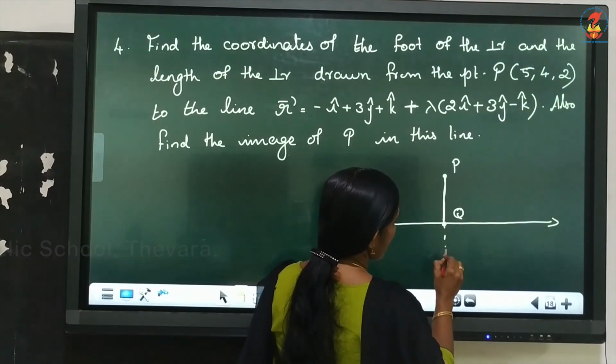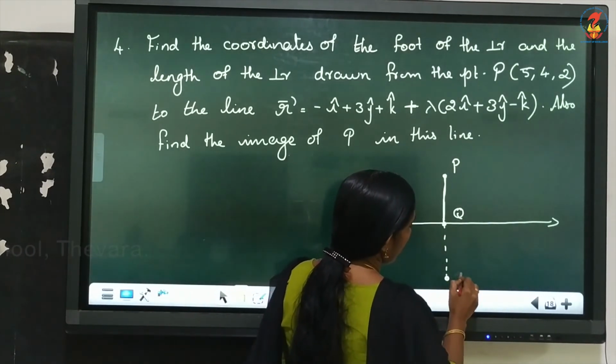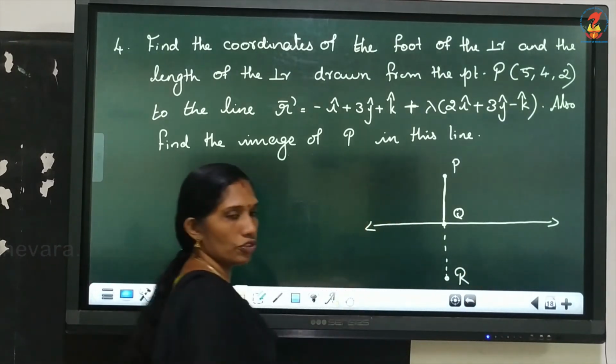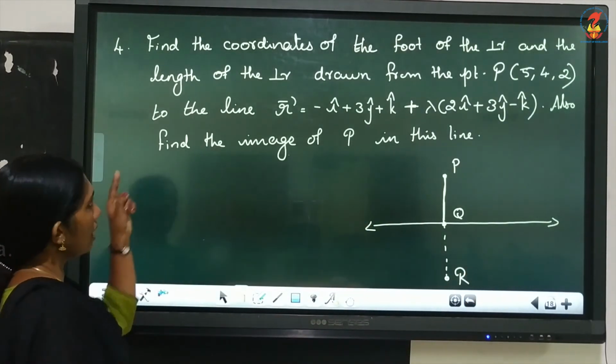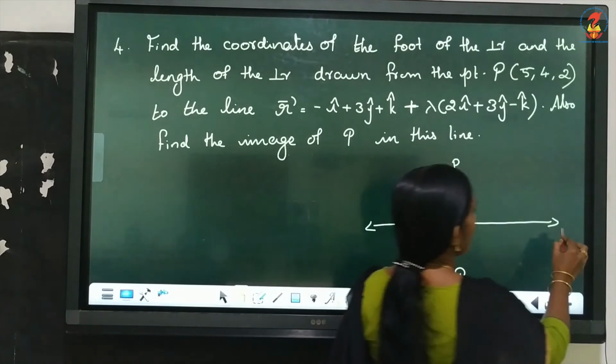Also find the image of P. So you have to extend this to R. What is R? Coordinates we have to find. So first, the line's equation is given. This is line L.